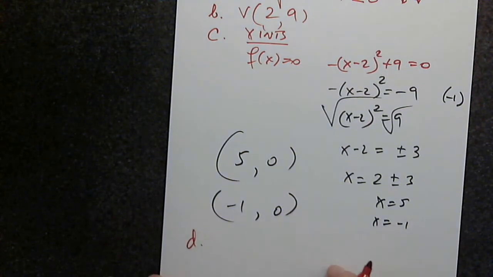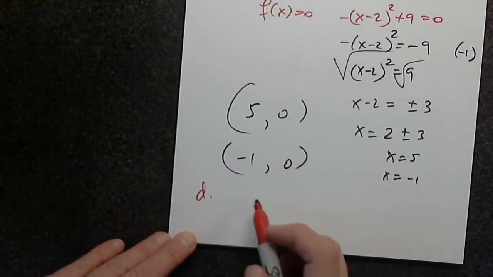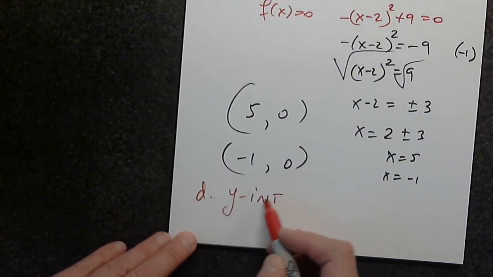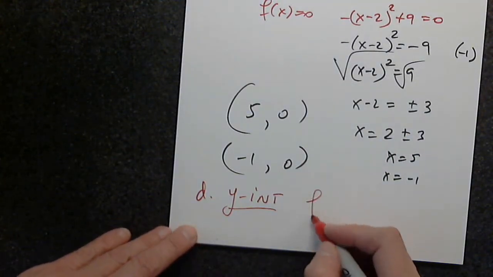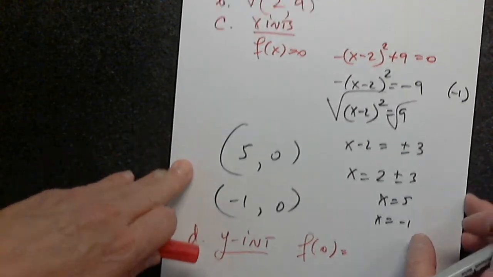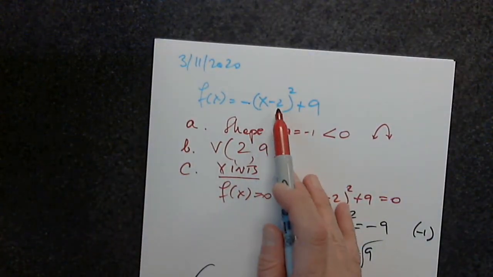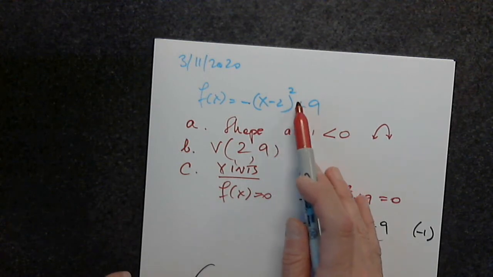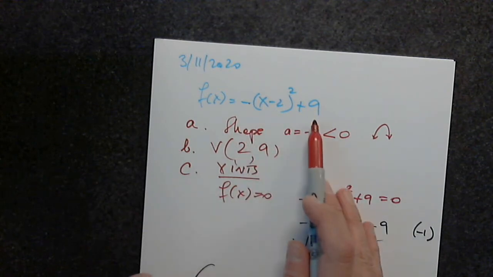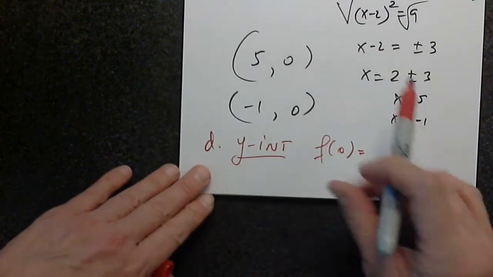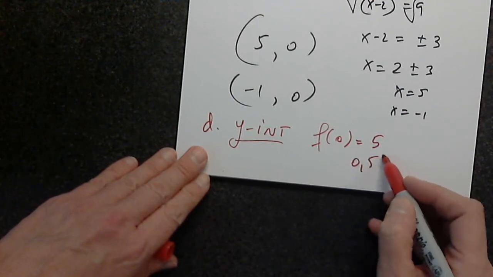In part D, we're asked to find the y-intercept. It's basically only one, otherwise it would not be a function. So I have to find f of 0. Let's do this together. How much is 0 minus 2? Very good. -2 squared. 4 times -1. And -4 plus 9. Excellent. 5. So this is (0, 5).